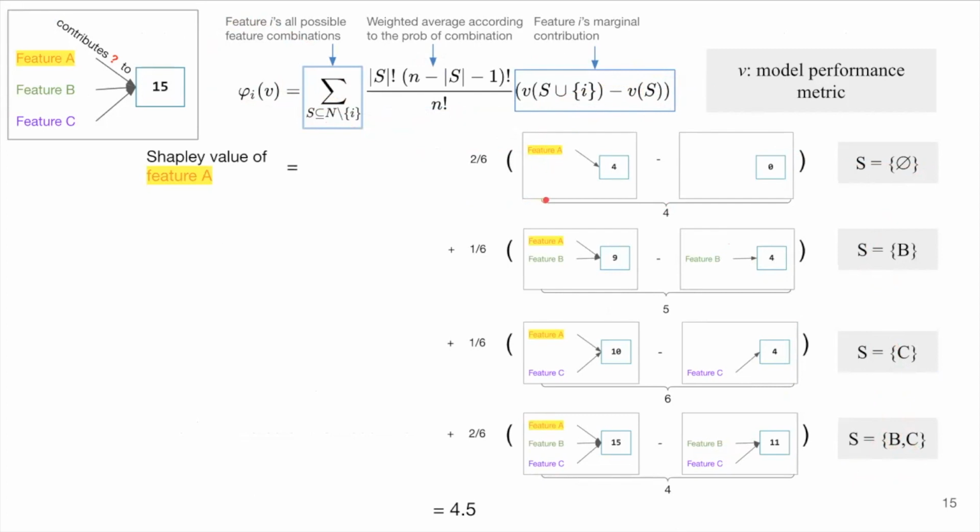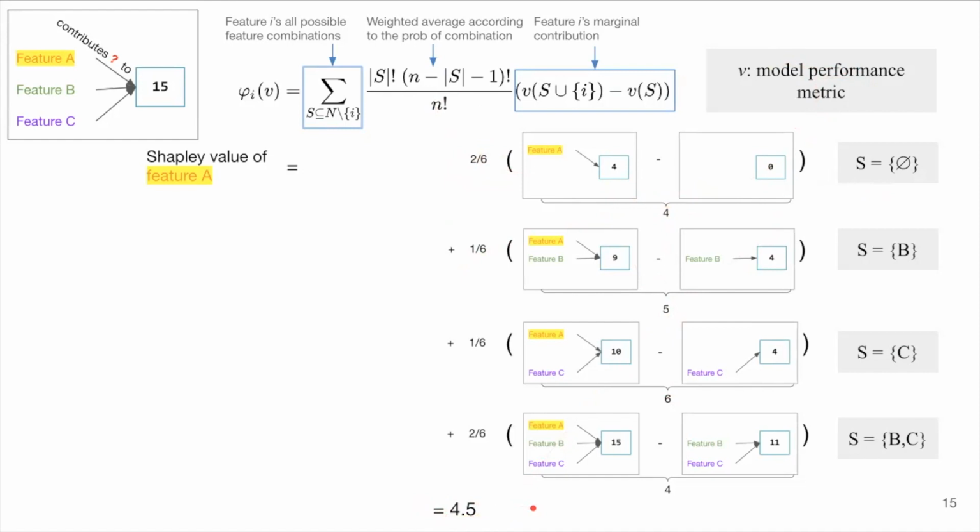And then we calculate the model performance difference with feature A and without feature A in each of the S, and get this difference score, the performance difference in the model with respect to the model performance metric. And then for each combination, we weight by the relative probability of its occurrence, the combination's probability in this combinatorial set. And then we get the Shapley value.